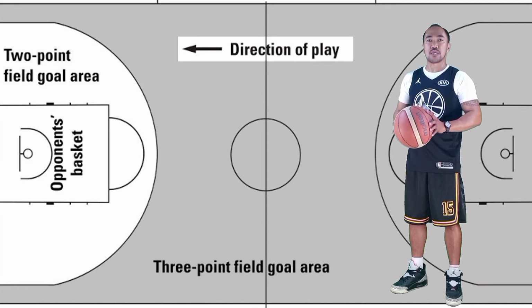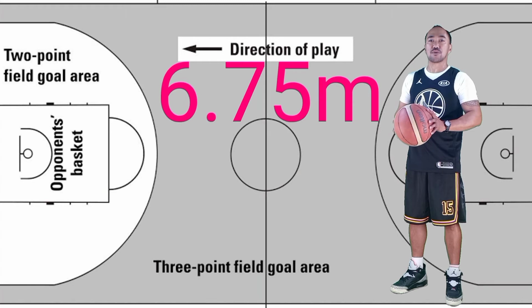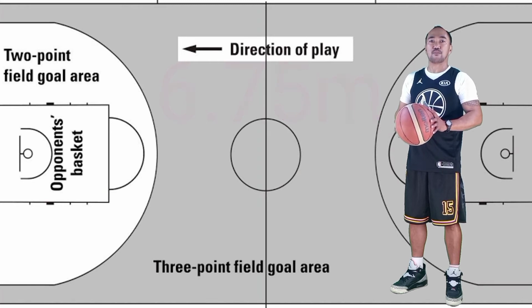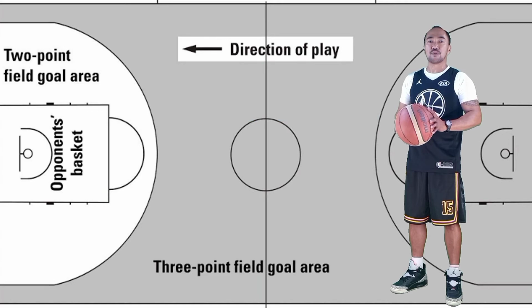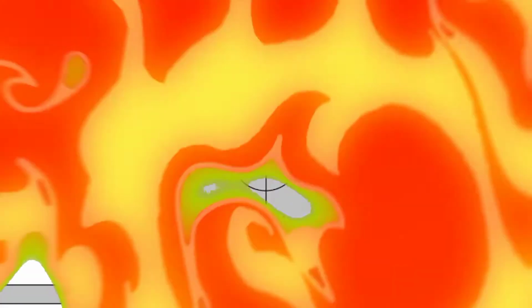An arc of radius 6.75 meters measured from the point on the floor beneath the exact center of the opponent's basket to the outer edge of the arc. The distance of the point on the floor from the inner edge to the midpoint of the end line is 1.57 meters. The arc is joined with a parallel line.